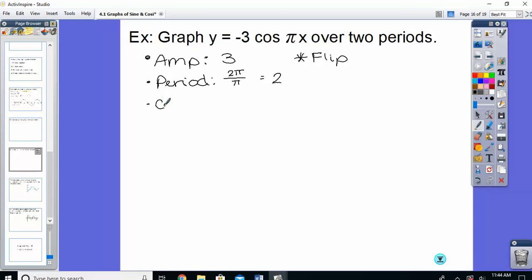Then I want the count by, and how do we find that? Period divided by 4 for the 4 quadrants, and you get 1/2. So we're ready to start the graph.